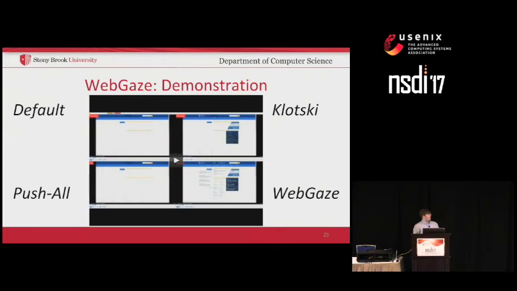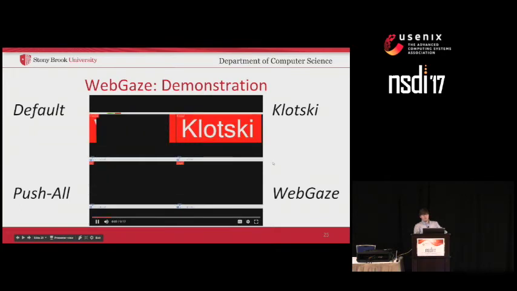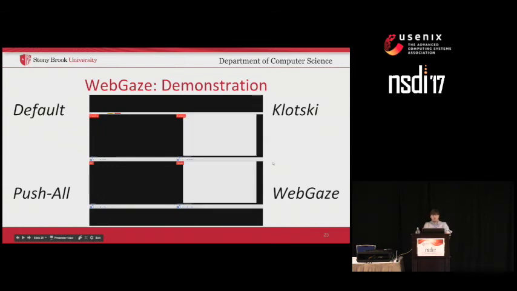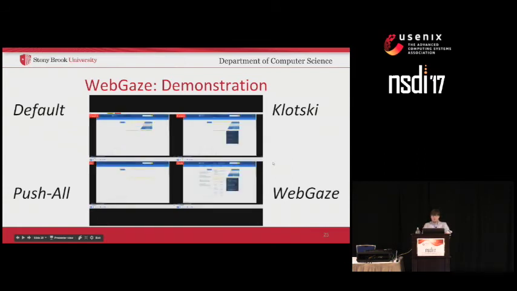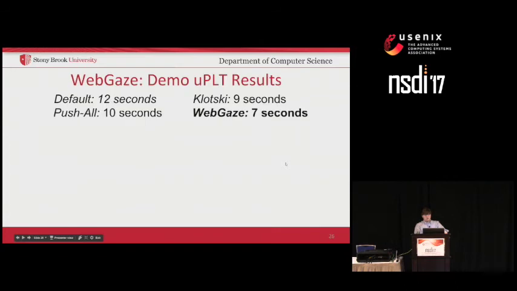So now let's give a short demo of how WebGaze does relative to the alternatives. It's only about a few seconds, so if you can pay attention, as the crowdsourced users were as well. If we move clockwise, we see the default, Klotsky, push-all, and WebGaze alternatives. Hopefully you saw it, but WebGaze is already loaded, and we're still waiting on one more object. OK. That's the standard user experience on the web, right? So even if you didn't perceive a difference, hopefully you did.